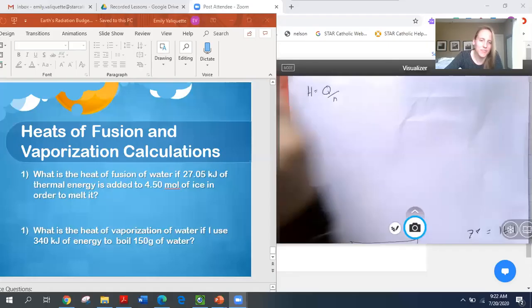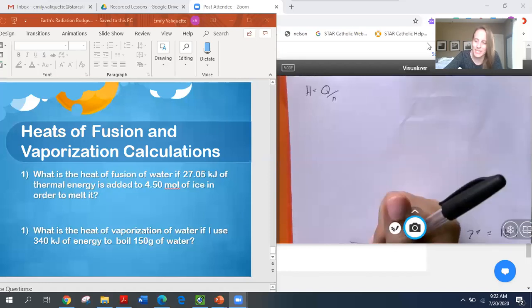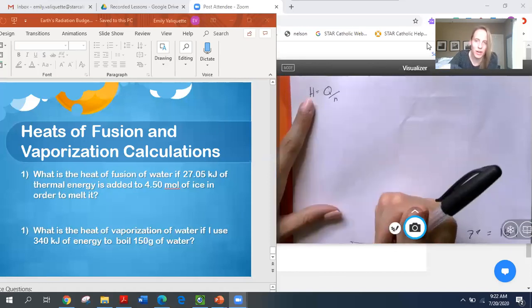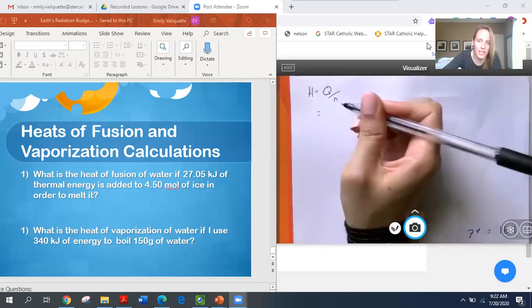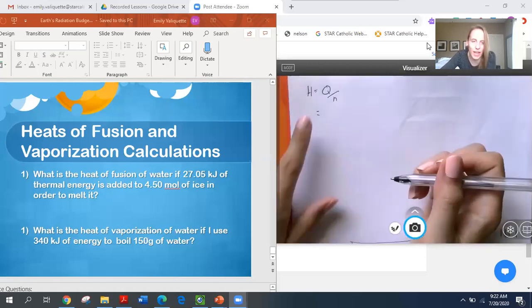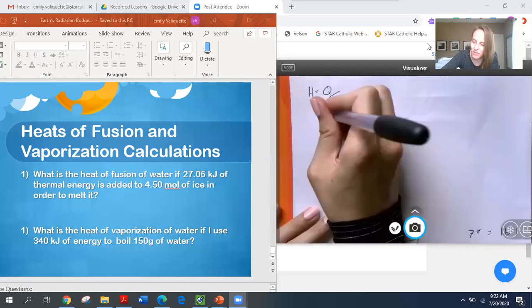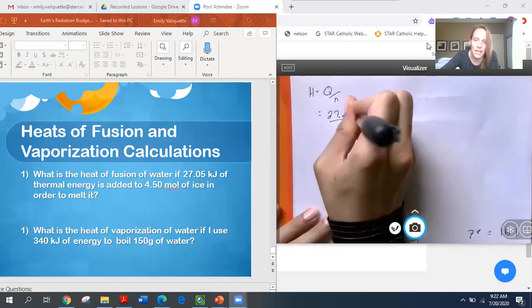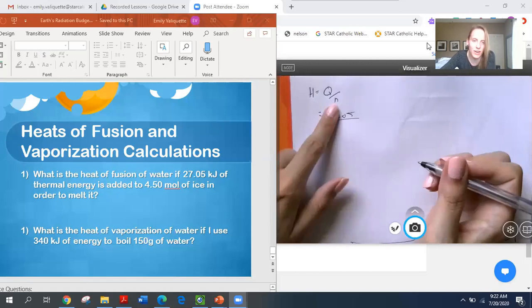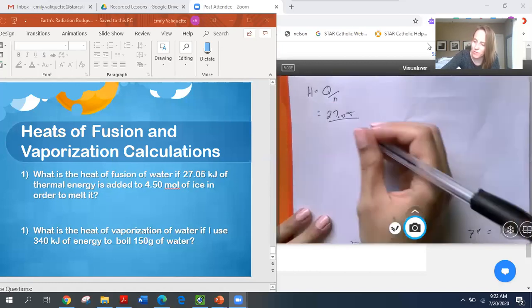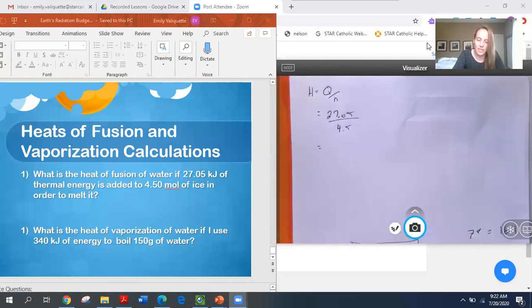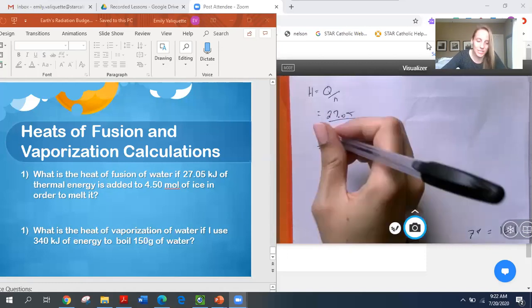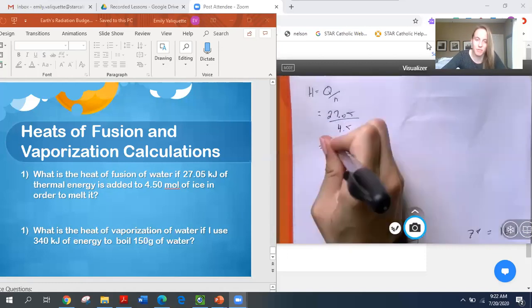Okay, so this first one is fairly straightforward. It's asking for the heat of fusion, so our H value. It tells us the amount of thermal energy that is added, which is our Q value, so that is 27.05 kilojoules. It also tells us our moles, which is our N value, is 4.5. So for this one, all we do is divide 27.05 divided by 4.5, which is 6.01 repeating.